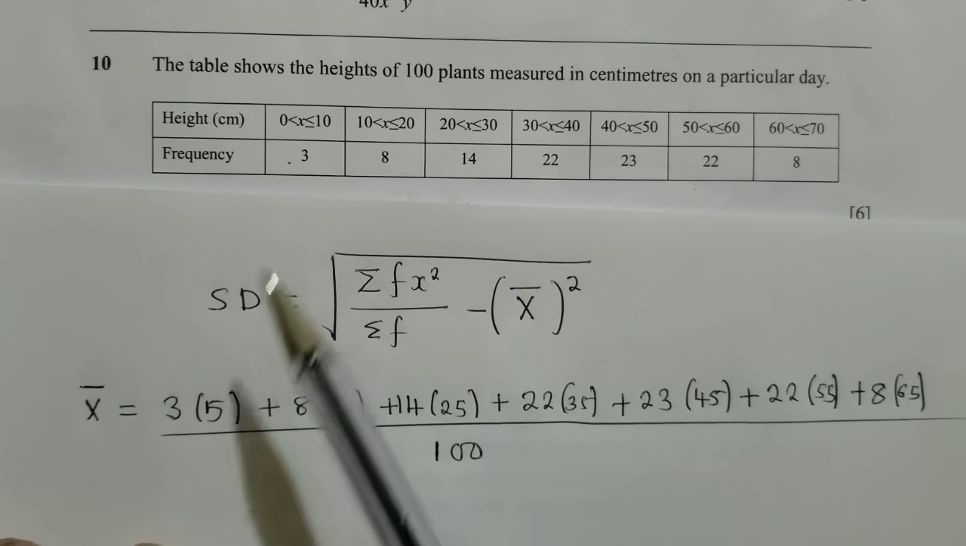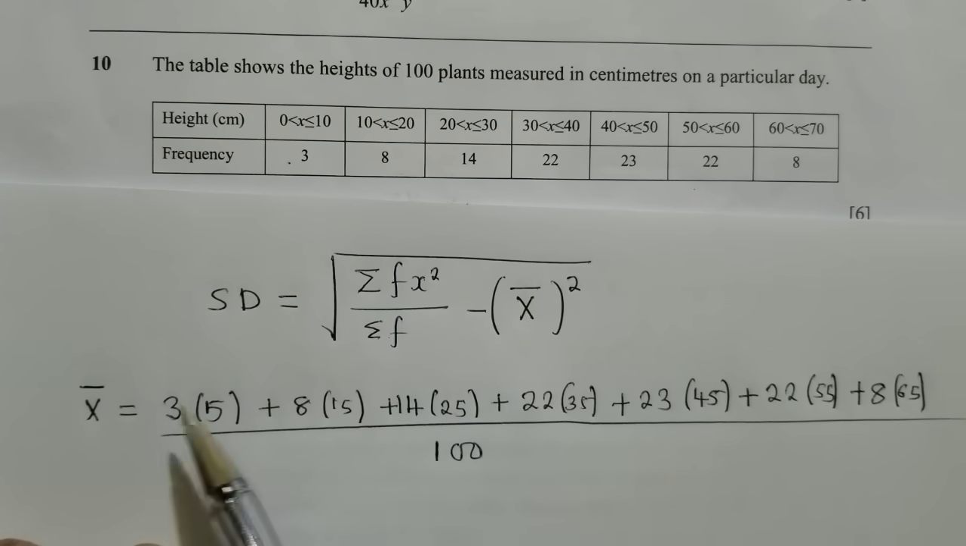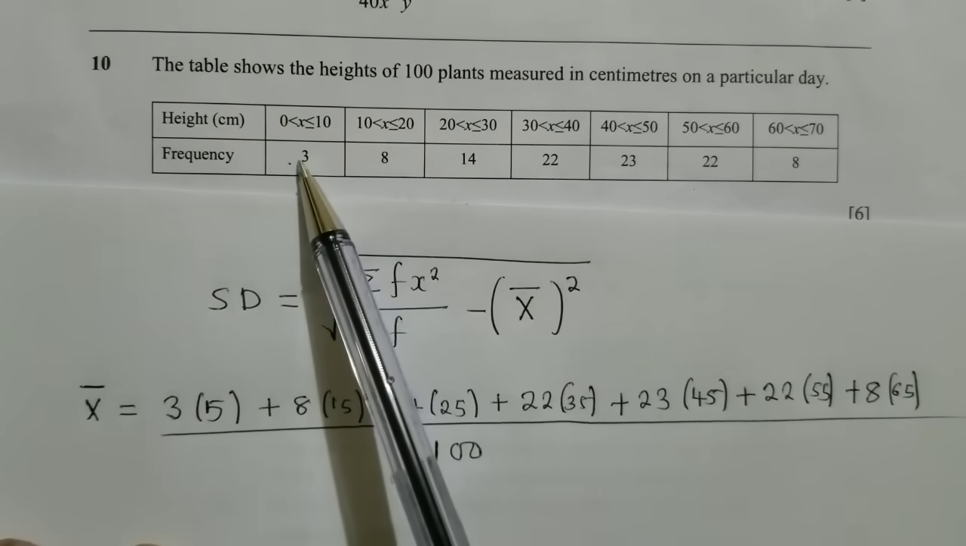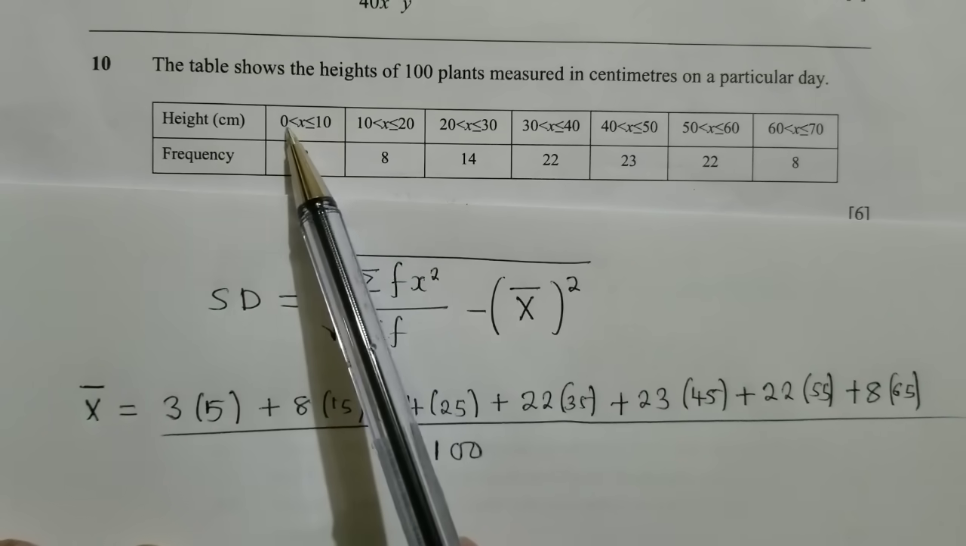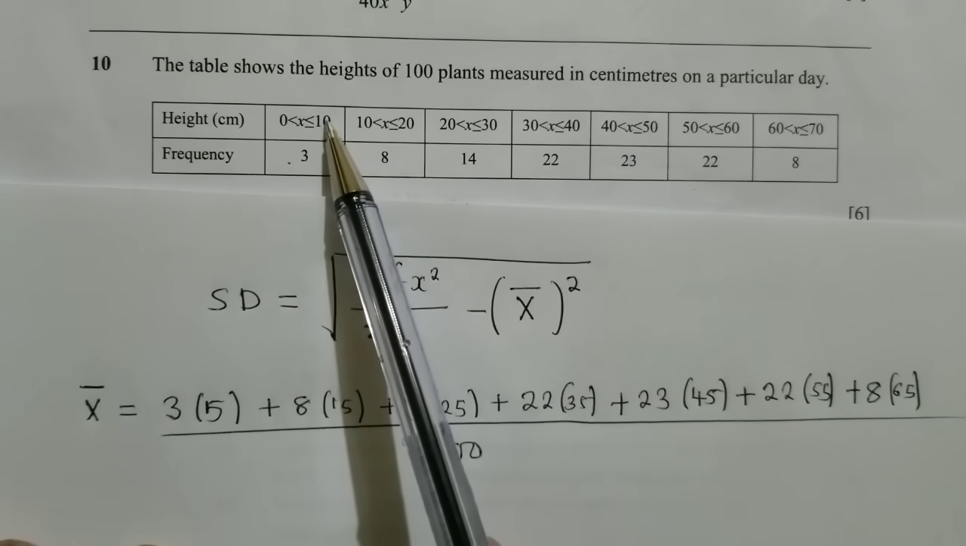Okay, so here you can see, you see the 3 which is here? It's right here. Now, if you see the interval that is on top, it's from 0 to 10.